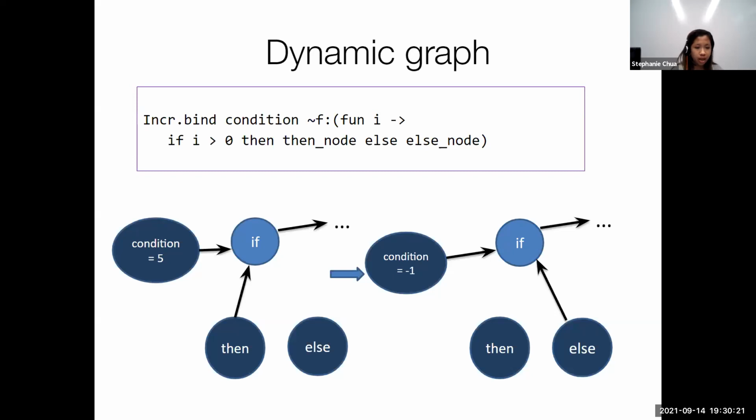So using bind on our value earlier, we can call incr bind on the condition and a function f. The function f takes in a single argument, and if the argument is positive, then we return the then node, otherwise we return the else node, and that will generate what we have here. This is not possible without bind. It's kind of magical. It is pretty magical.